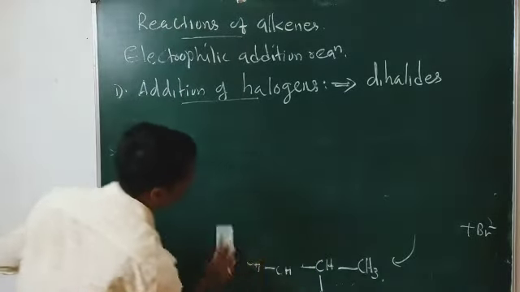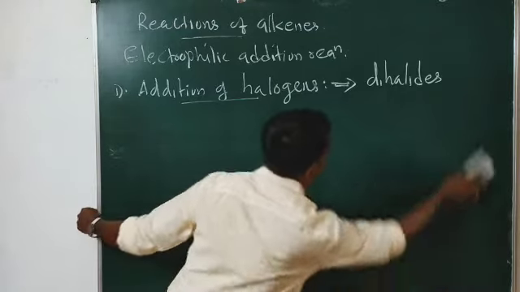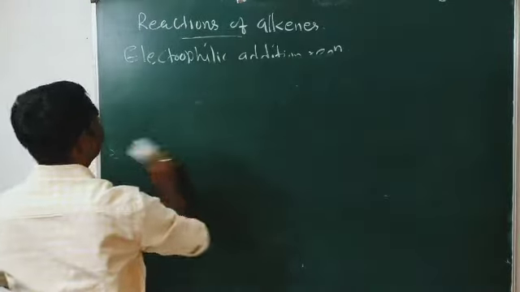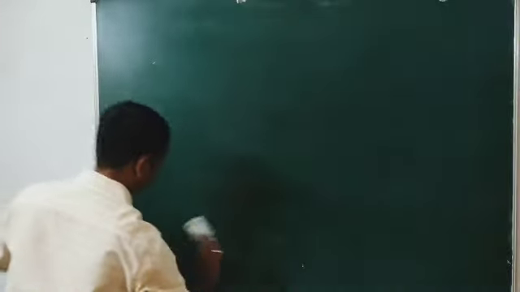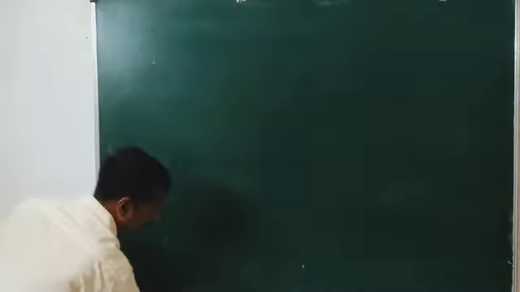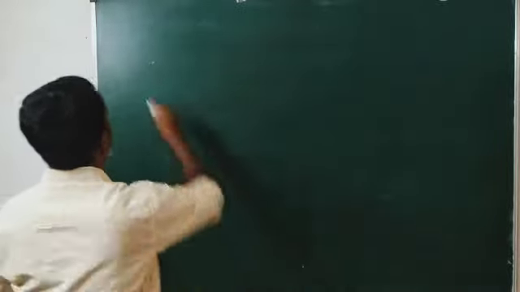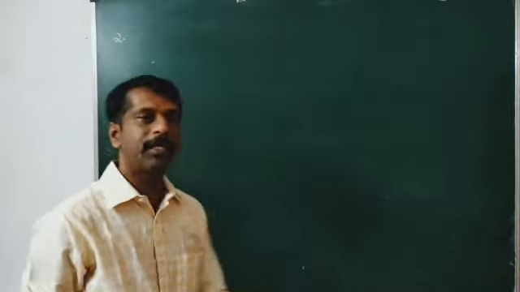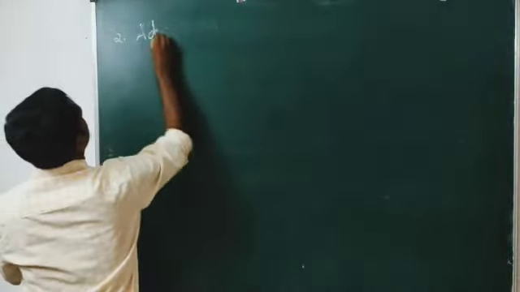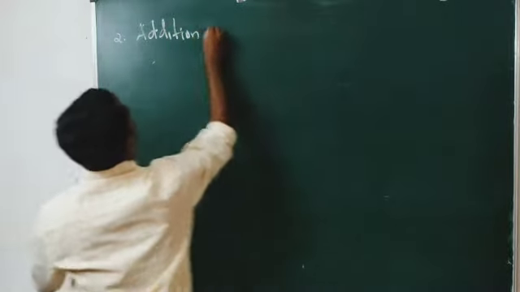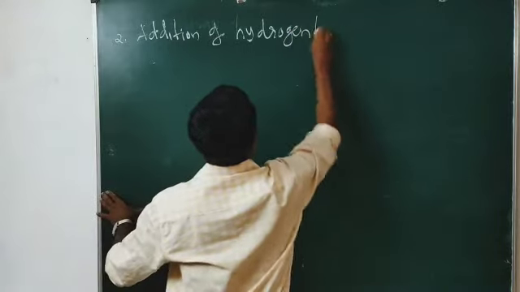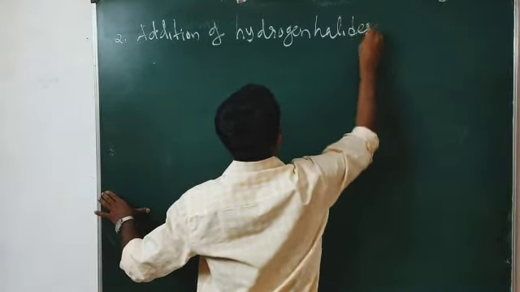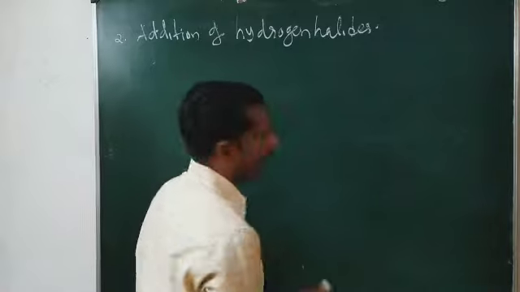Next, second, addition of hydrogen halides. Second reaction. First one, addition of halogens. Second one is addition of hydrogen halide. Okay. Look at here. Addition of hydrogen halide.